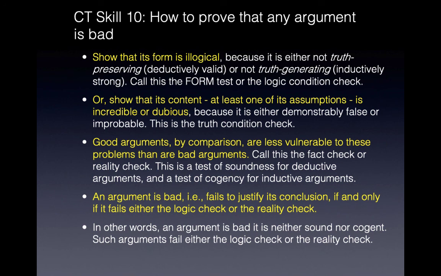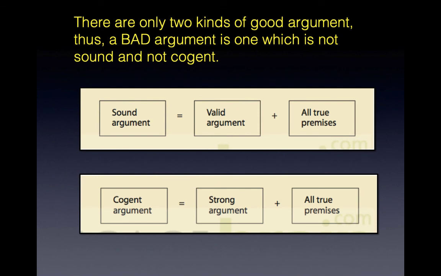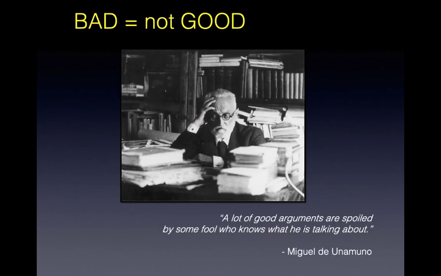So to be perfectly clear, an argument is bad, a technical concept in logic, if it fails to justify its conclusion, if and only if it fails either the logic check or the reality check. One error, one failure, it's over. In other words, an argument is bad if it is neither sound nor cogent. Such arguments fail either the logic check or the reality check. This is how to think about it. An argument's bad if it's not good. There's no in between.